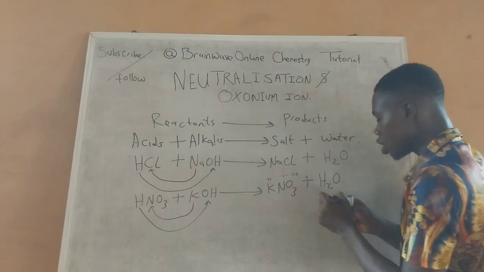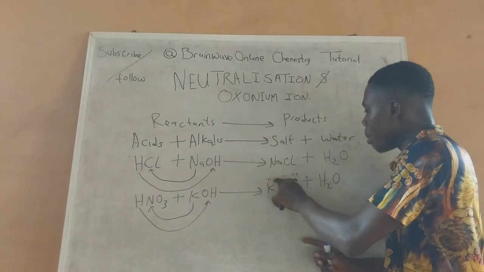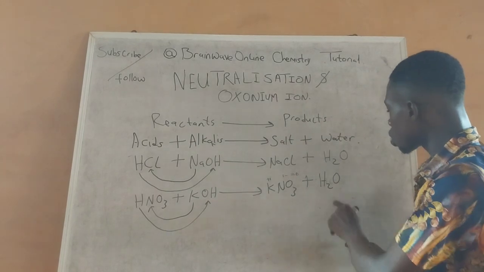Now, +1 and 1 minus equals 0. Minus means you are owing, plus means you want to pay. So +1 minus 1 equals 0, which means that this side is balanced.